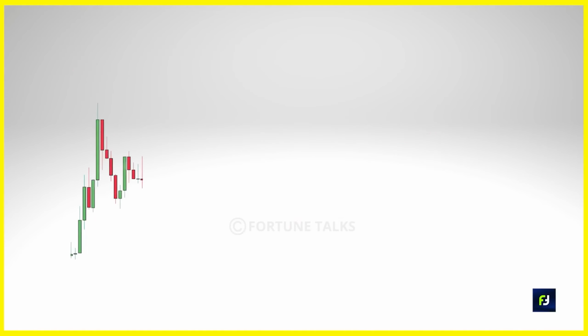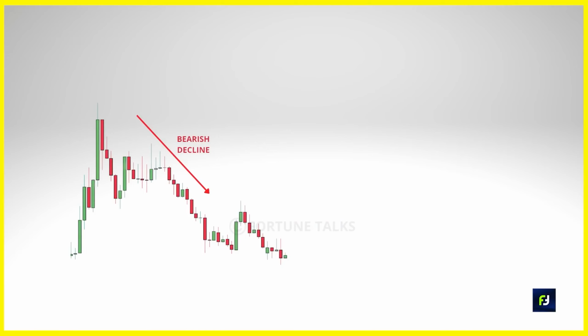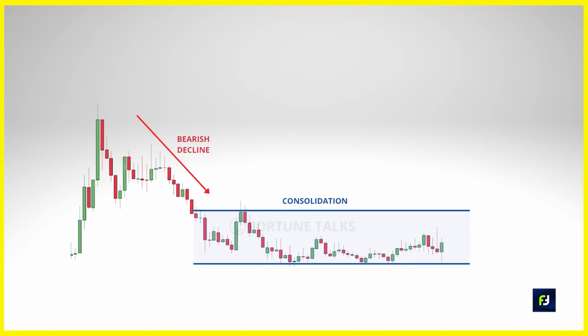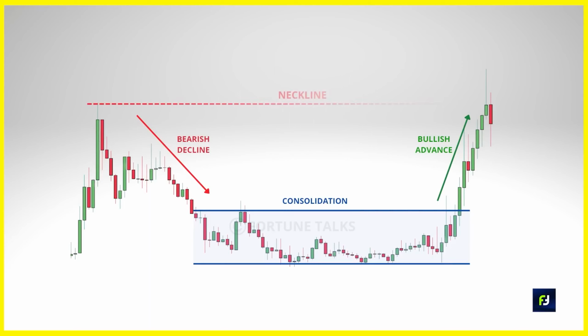The cup forms after a bearish price decline, which is followed by a period of consolidation with smaller or weaker candles that shows signs of the market bottoming, after which the price makes a higher high towards the resistance, which indicates that the bulls are taking over from the bears gradually.